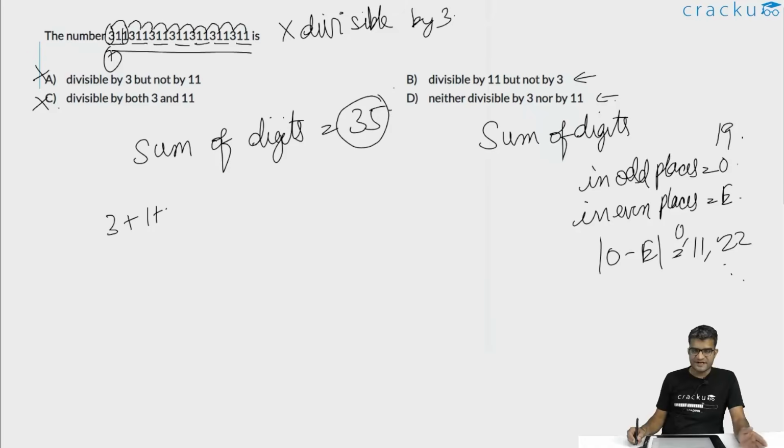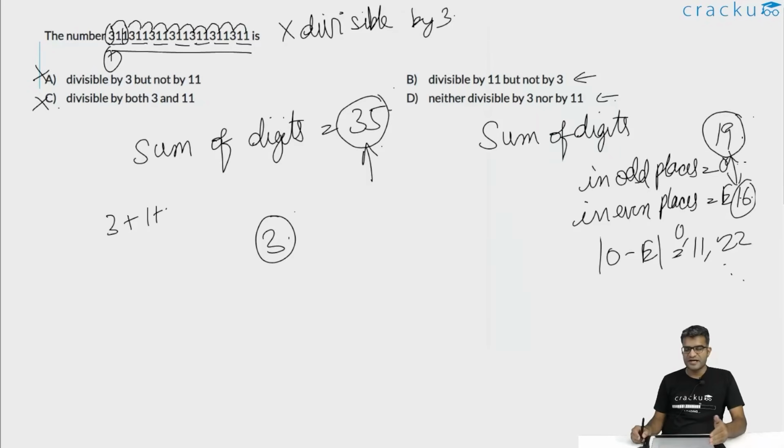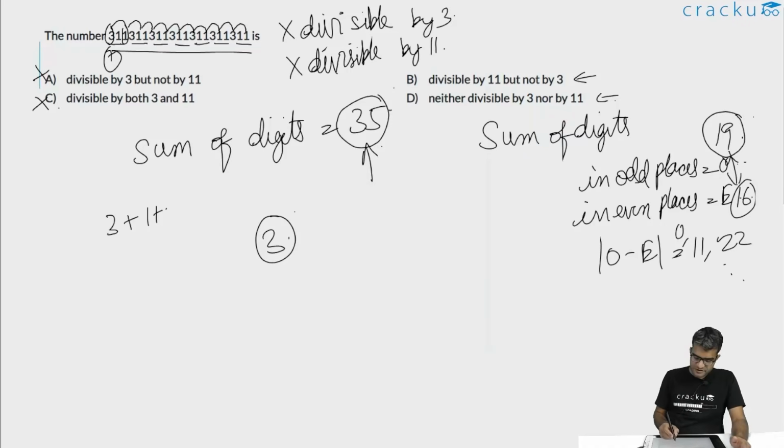The sum of the digits in the even places can also be calculated, but because we know that the total sum of the digits is 35, if the sum of the digits in odd places is 19, the sum of the digits in even places will be 16. And what is the difference between 19 and 16? The difference is 3, which is not a multiple of 11. So this number is also not divisible by 11. So the correct answer is option D. This number is neither divisible by 3 nor is it divisible by 11.